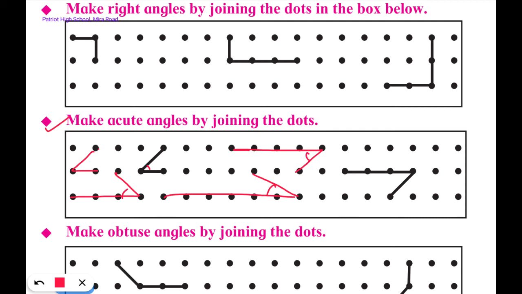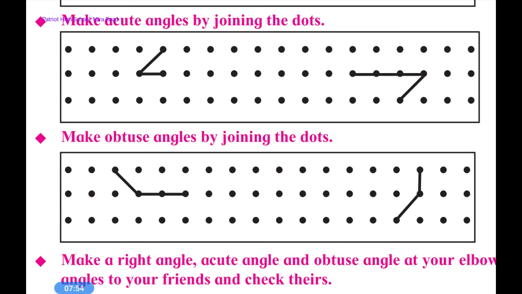This is an acute angle. This is an acute angle. Make obtuse angles by joining the dots. Obtuse means it should be bigger than 90 degrees or right angle. This is a right angle.